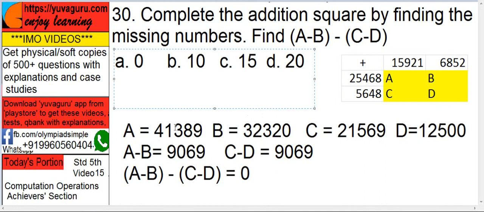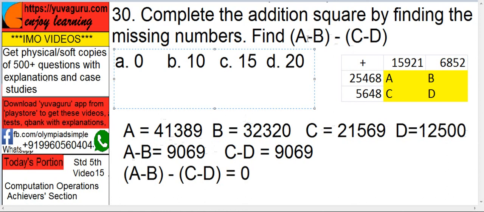So we get a equals 41389, b equals 32320, c equals 21569, d equals 12500. Now we require a minus b and c minus d. So a minus b is just subtracted, you get 9069. C minus d is again subtracted, you get 9069.